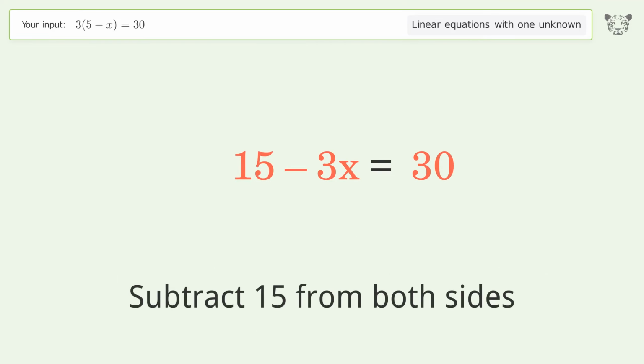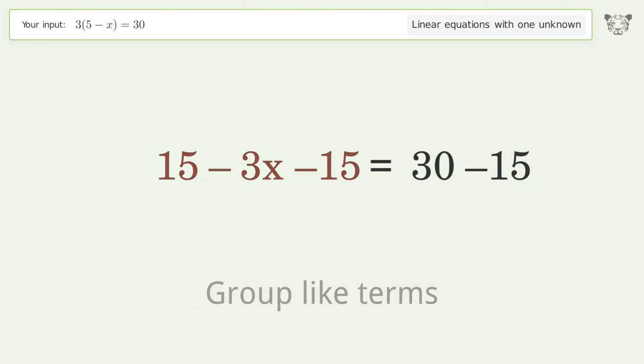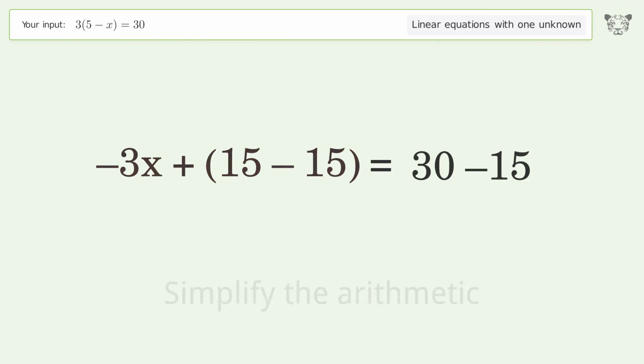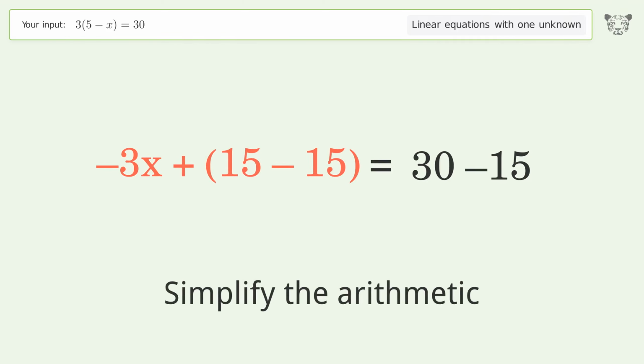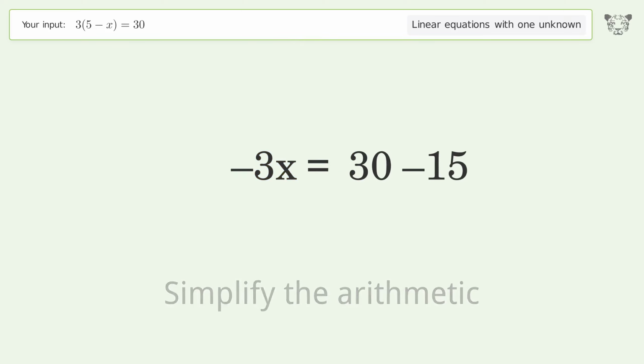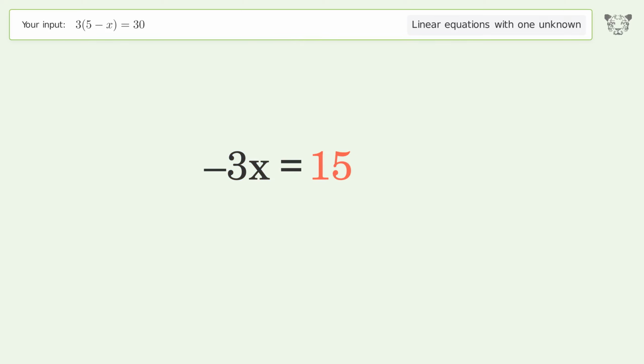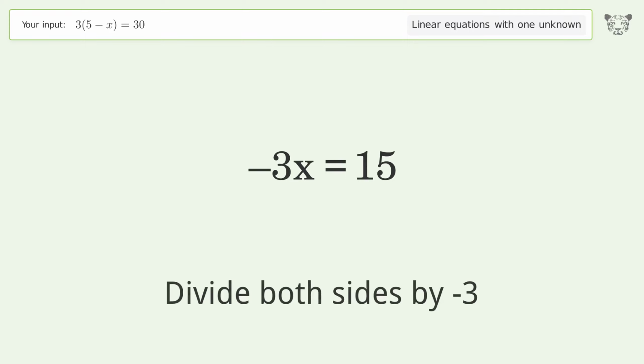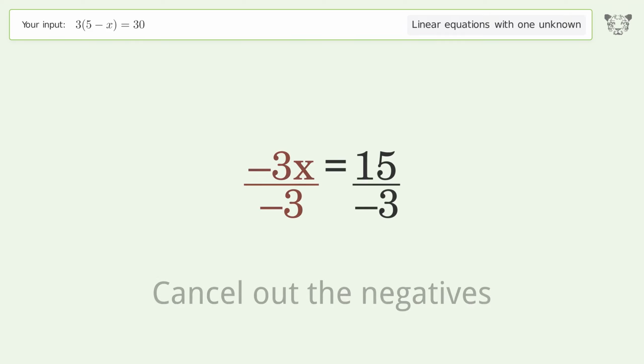Subtract 15 from both sides. Group like terms. Simplify the arithmetic. Isolate the x. Divide both sides by -3. Cancel out the negatives.